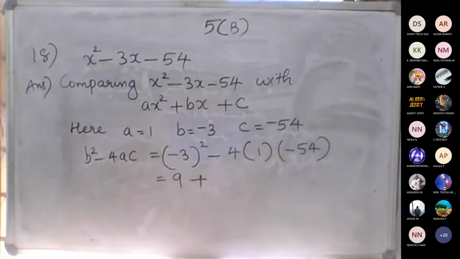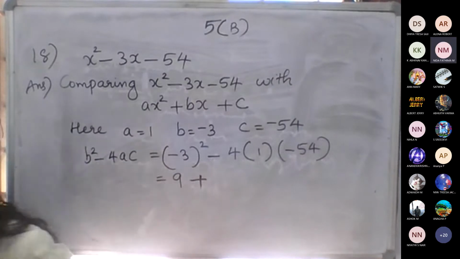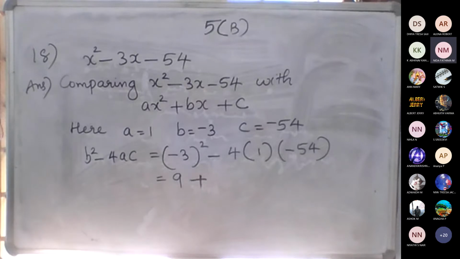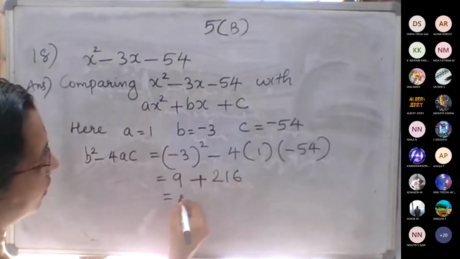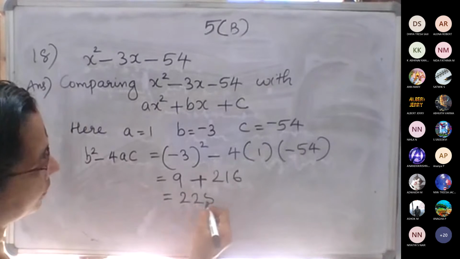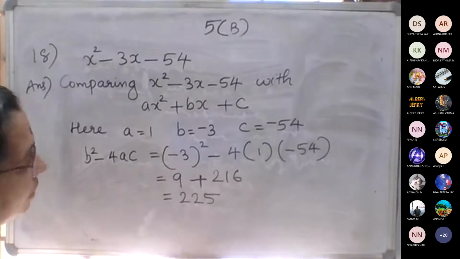4 into 54 is what? 2 and 6. 216. So it will be what? 225. So whether it is factorizable or not.